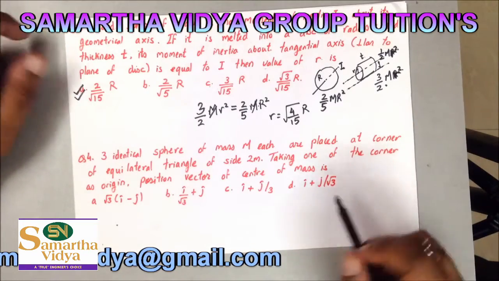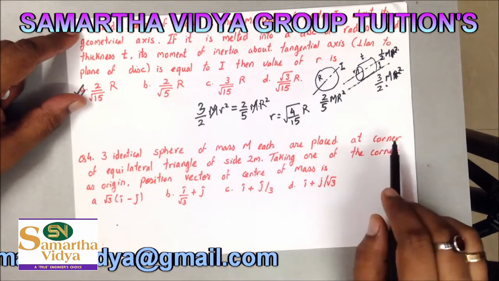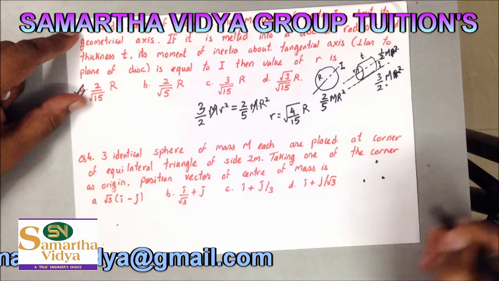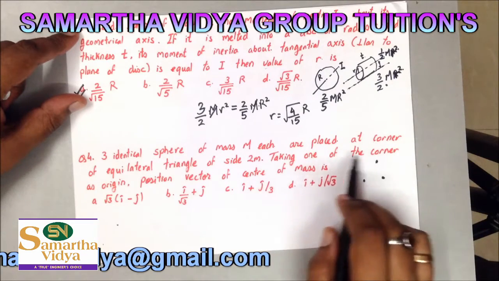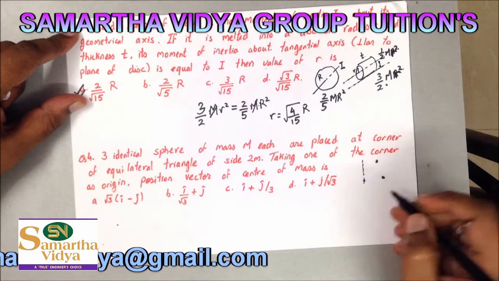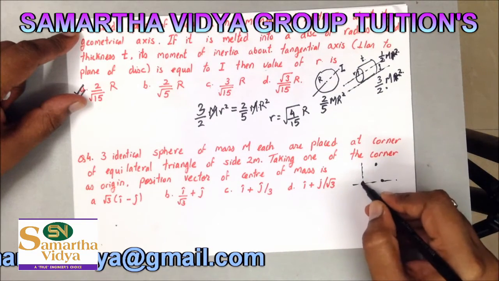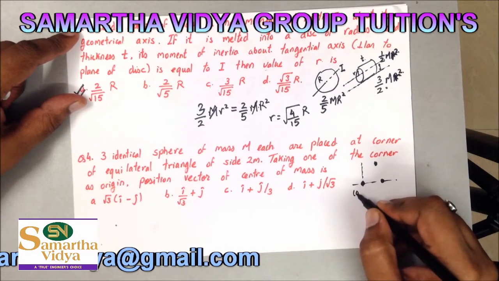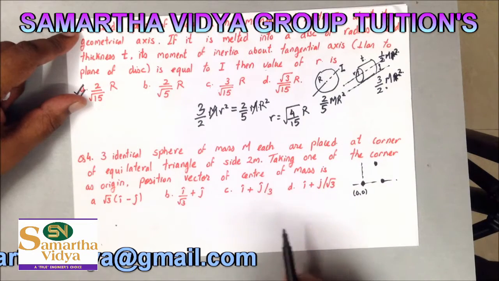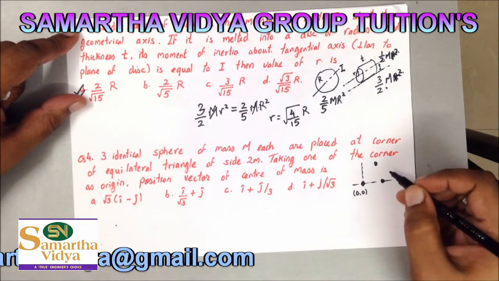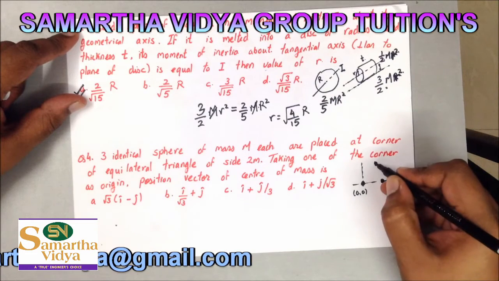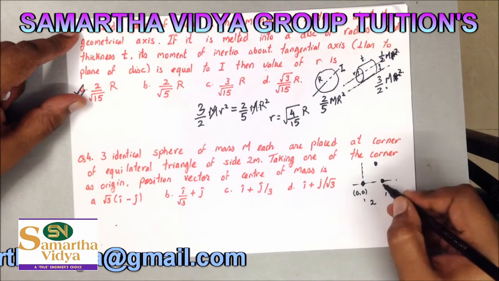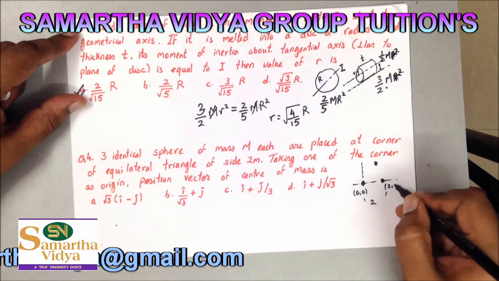Moving on to the fourth one, we have 3 identical spheres of mass M. Each are placed at the corners of the equilateral triangle. So let us consider this to be an equilateral triangle, and one of the corner is taken as origin. So we can consider this as the axis, and this is my mass M, which is present at this point. The coordinate for this is going to be 0, 0, because we need to find the center of mass of this particular system. So I need to find what is the coordinate of this. They have given the distance as 2, so we can easily find the coordinate of this, which is going to be 2, 0.